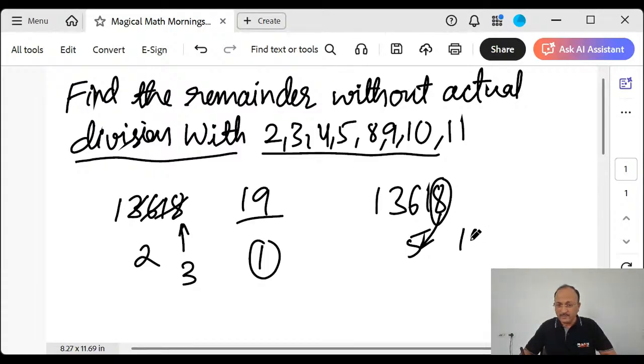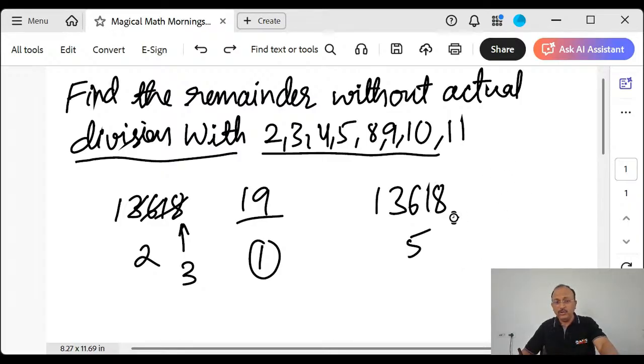Suppose you are dividing the same number by 10. What is the remainder? When you divide by 10, I am saying 13618, it is directly the last digit, correct? It is obviously 8.